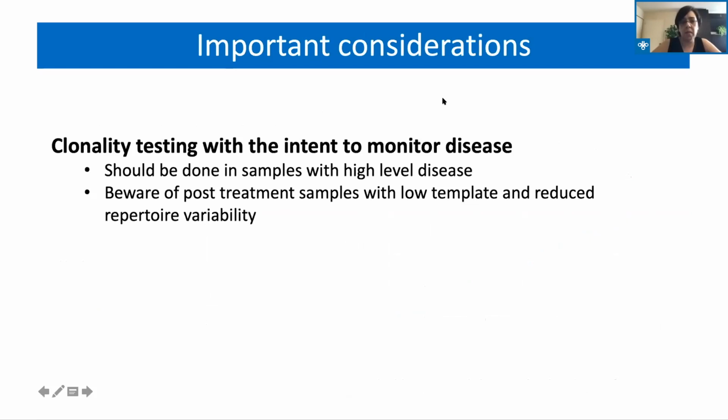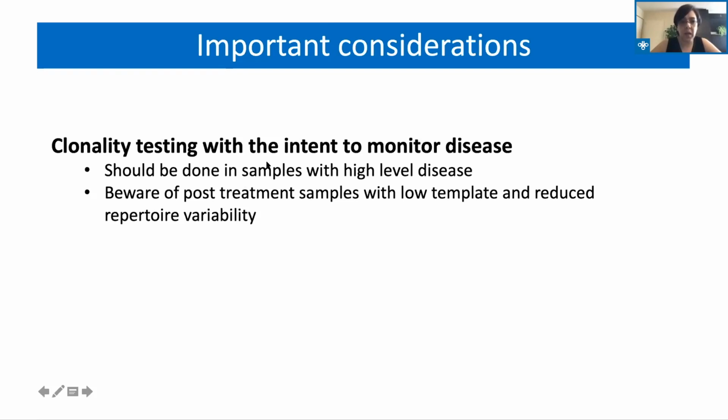So there are some very important considerations to point out. If you're using clonality testing with the intent to monitor disease, which is what I think we should be doing, rather than just to say there's a clone or no clone, you could easily use fragment analysis as a very rapid and robust assay. But the beauty of having a clone and having the sequence is that you can monitor the sample, and that is the intent whenever we do clonality testing by NGS.